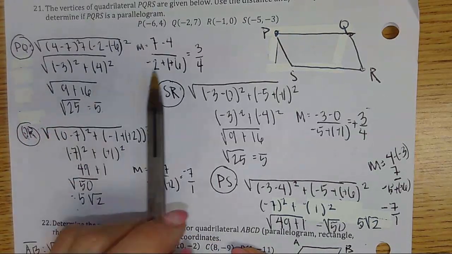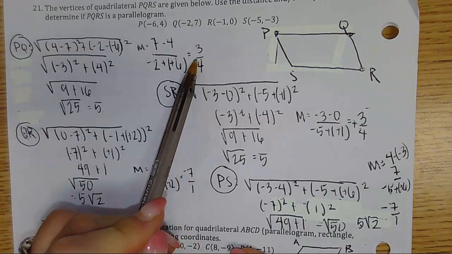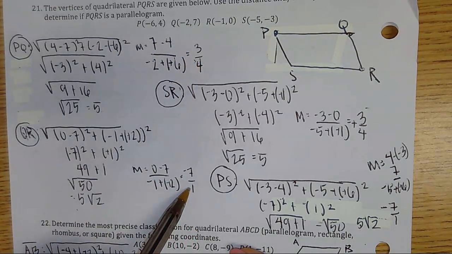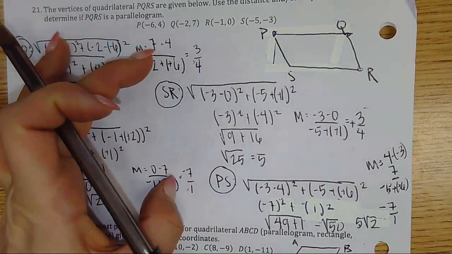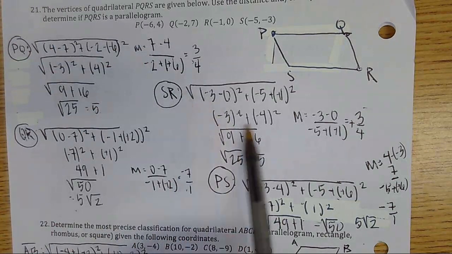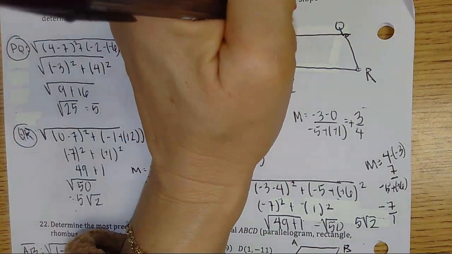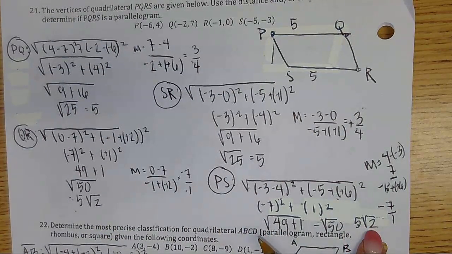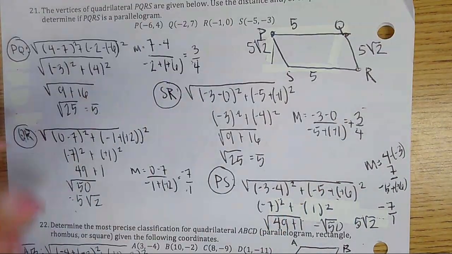All right, so then I go ahead and I find the slope. And I see that this is 3 over 4 and this is negative 7 over 1. Okay, so now I know that I don't have opposite reciprocal slopes or even the same slopes. Okay, but now I'm going to find the distance from S to R, which I get 5, which matches PQ. So now I know this is 5 and this is 5. And I go ahead and I find the distance from P to S, which I see also is 5 rad 2 and 5 rad 2.